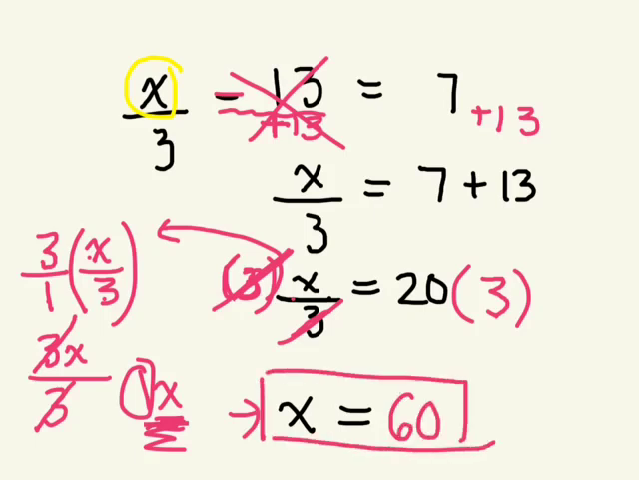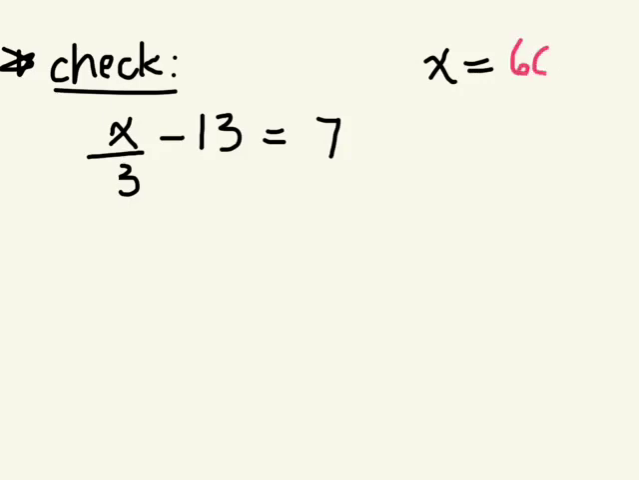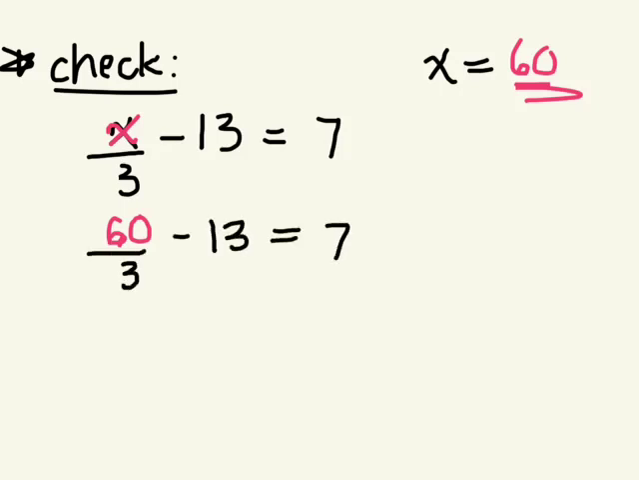We're going to check our answer to make sure that made sense. Check, I want you to write it down. So the original question was x divided by 3 minus 13 equals 7. According to our answer, x is equal to, what do we say, 60? Okay, so now where we see the x, I'm going to replace that with my answer because I want to see if it's right. 60 divided by 3 minus 13 equals 7.